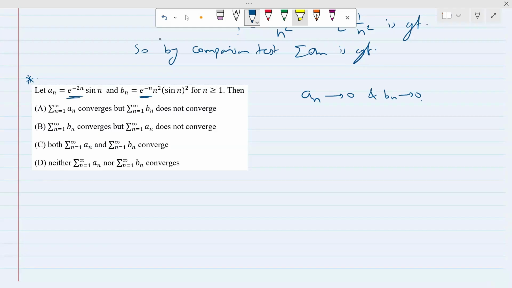Sir, maximum value of sin n is 1, so we can say that e to the power minus 2n times sin n is less than or equal to e to the power minus 2n, which is less than or equal to 1 upon e raised to 2n. Good. So now, by comparison test, the series is convergent. But what about this? Why is this convergent?